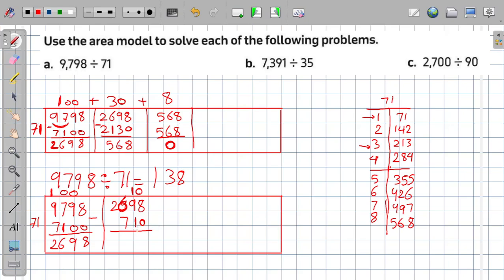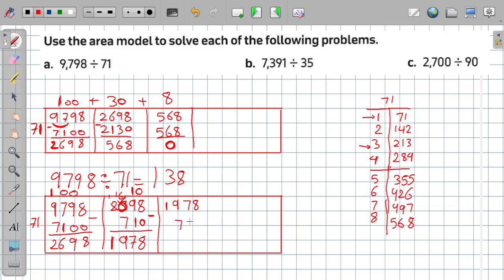After that I will do the subtraction. I have 8 minus 0 equals 8, 9 minus 1 equals 8, and 6 minus 7 can't be, so I will borrow from 2, which becomes 1, and 6 becomes 16. So 16 minus 7 equals 9, and 1 minus 0 equals 1. So the remainder here is 1,978.